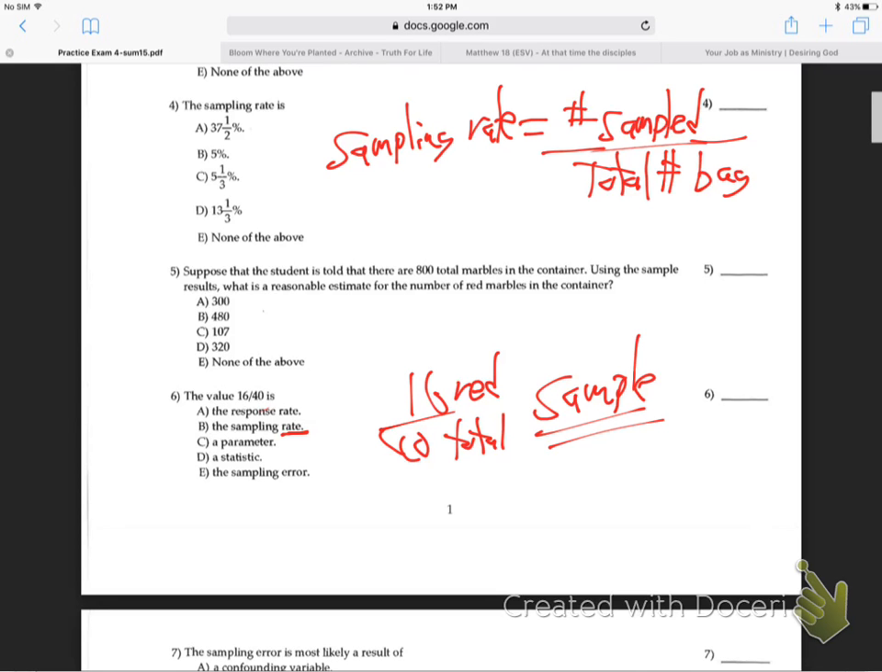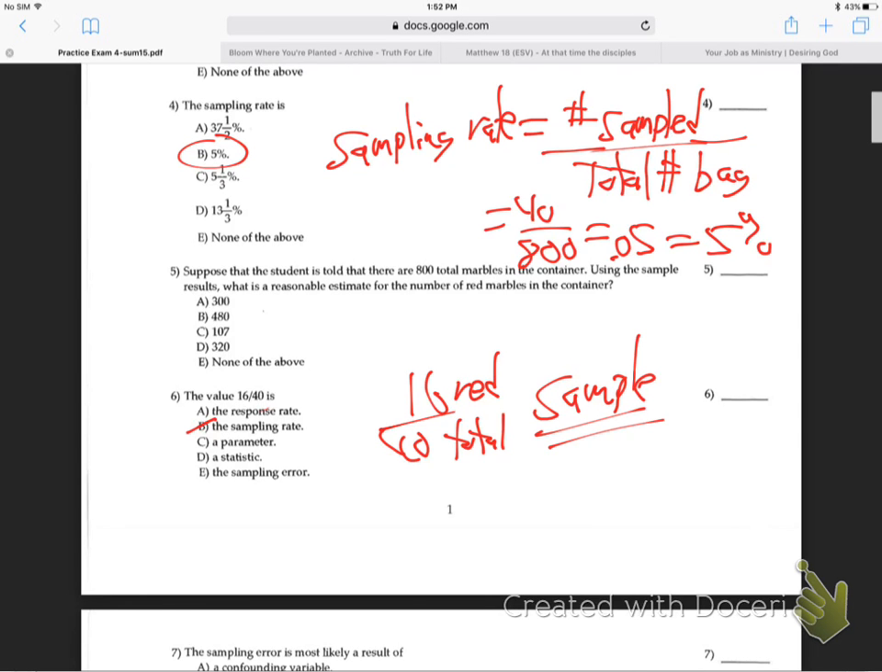Yeah, so sampling rate, just one more time, extra clear. Sampling rate is number sampled over total number in the bag. So that was 40 out of 800. That came out 0.05 or 5%. That means question number 6 is not the sampling rate. That's not right, because that's not 16 out of 40. Is it the response rate? There's not people responding here. That's not what we're talking about.